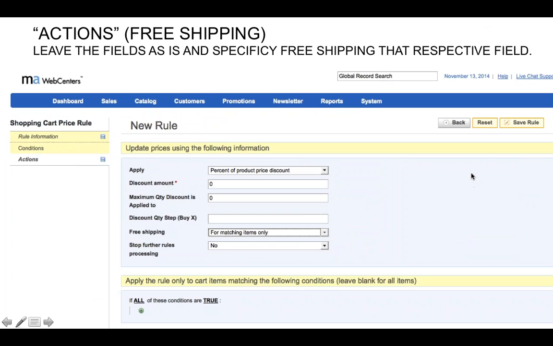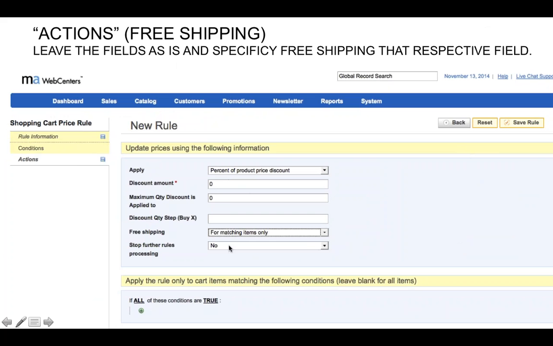Again, from here, your actions are for the free shipping. You're going to leave the fields as they are and specify free shipping in that respective field, meaning apply percent of product price. Nope. Discount amount. This is what you would do if you wanted to do a 10% off or a 20% off. If that was the kind, you would do that.